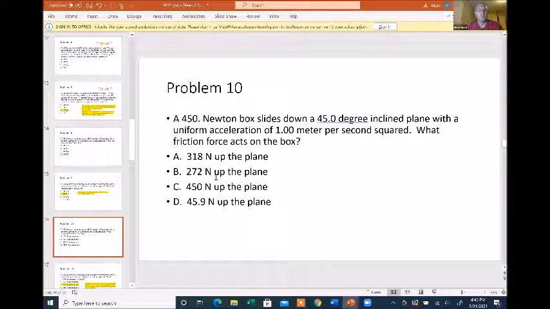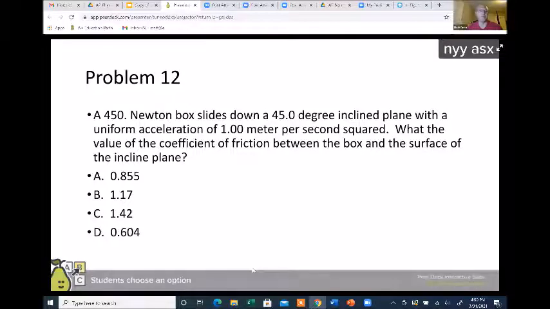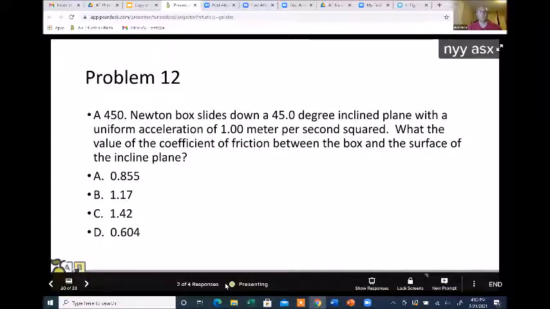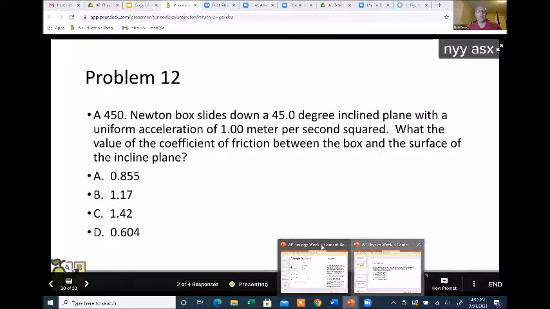Frictional force, 273, let's use 273, and the normal force, 318. If you know those two numbers, this shouldn't be too bad of a problem to work. So looking like A, let's go to the PowerPoint real quick and take a quick look at this one.